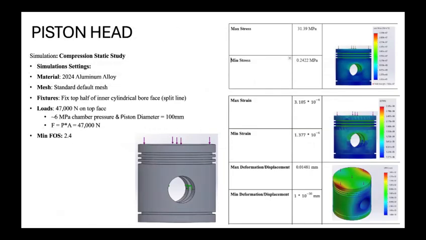Next, the piston was tested under compressive loading with the same 47,000 Newton force. The maximum stress was 31.39 megapascal, well below the aluminum yield strength of 75.8 megapascal, giving the factor of safety of 2.4. Deformation was only 0.0148 millimeters, confirming the piston safely handles combustion pressure.